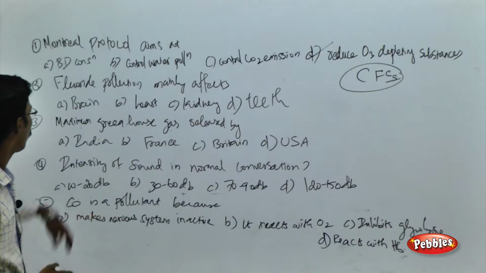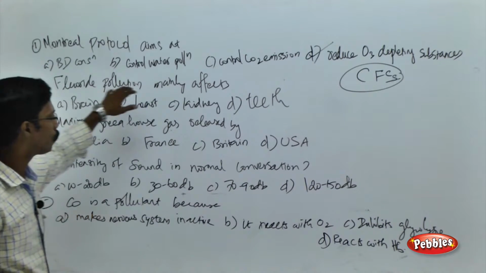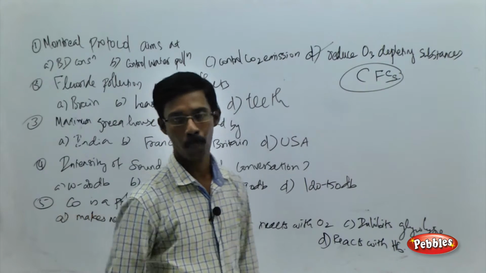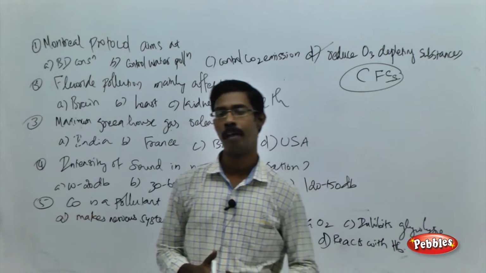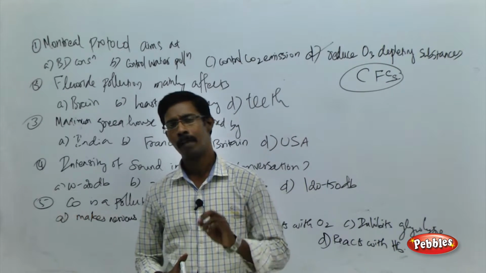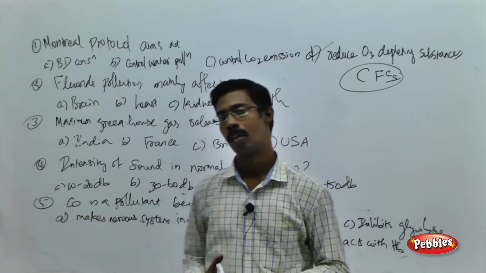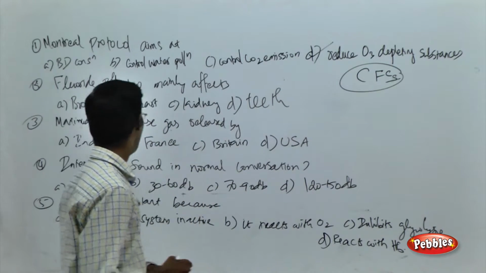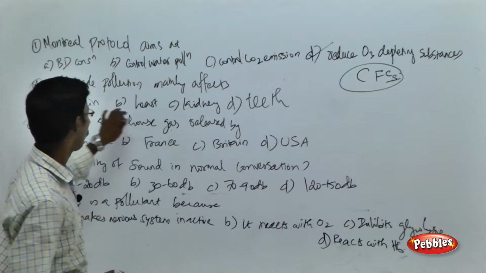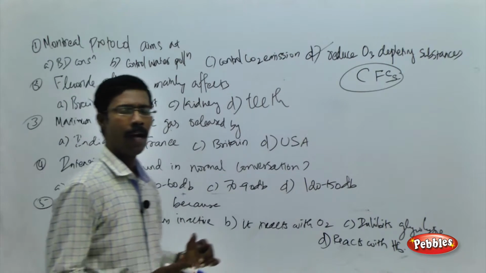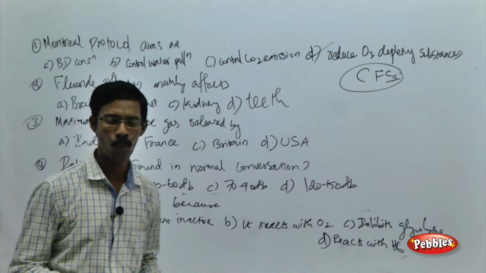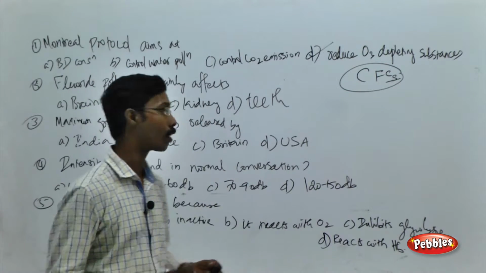And see the next question over here. Fluoride pollution mainly affects... This is talking about soil and water pollution, the presence of fluoride in water and soil, especially the water. So what will happen? It will affect brain, heart, kidney and teeth. Actually what happens over here, the fluoride will cause the effect called fluorosis.